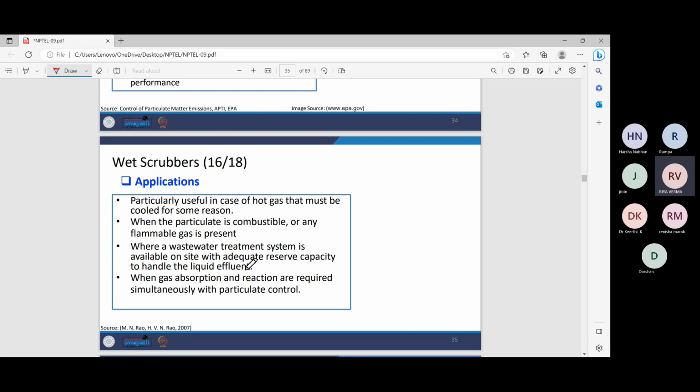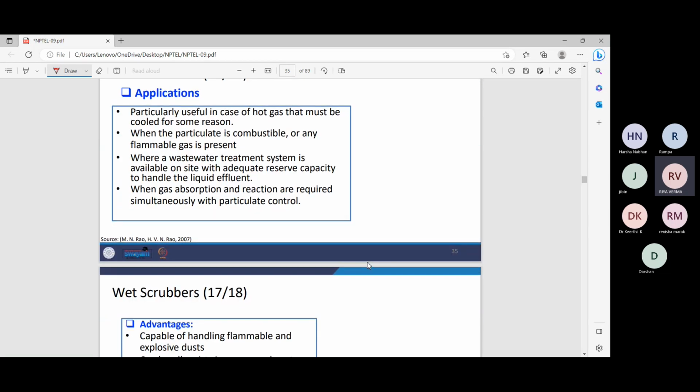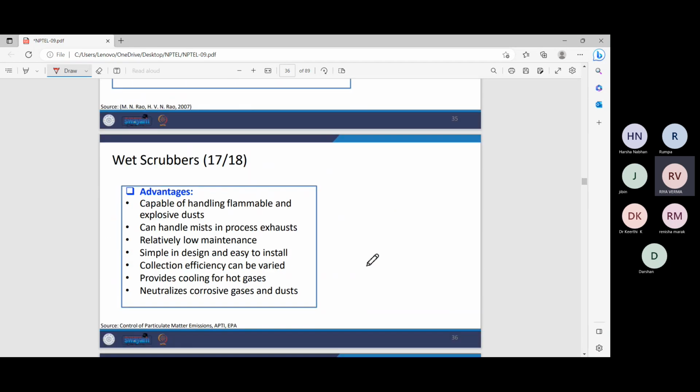And also where a wastewater treatment system is available on site with adequate reserve capacity to handle the liquid effluent, we can go for this wet scrubbing process, because in this process a huge amount of wastewater is generated due to the mixing of these harmful gases and pollutants in the water streams. So when gas absorption reactions are required simultaneously with particulate control, in such cases also we can use these wet scrubbers. The advantages of these wet scrubbers are that they are capable of handling flammable and explosive dust.